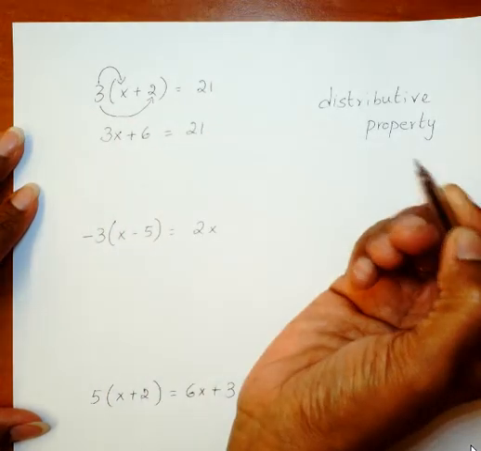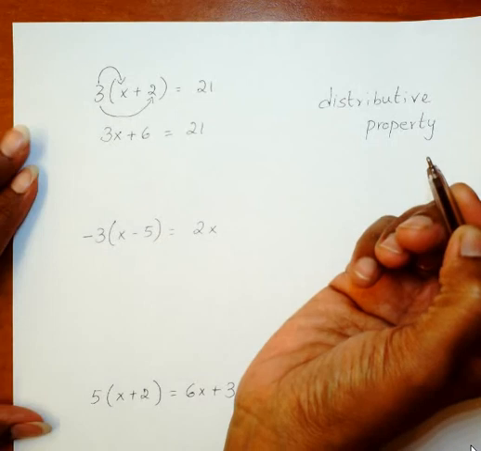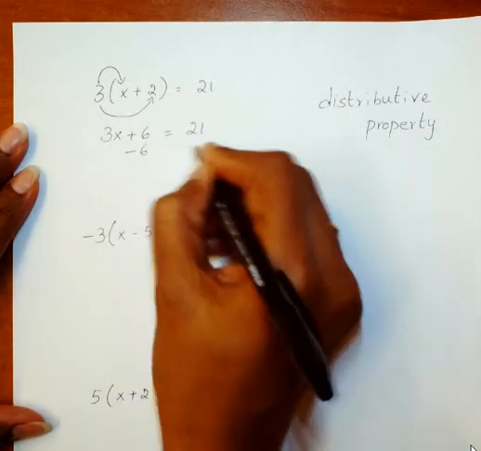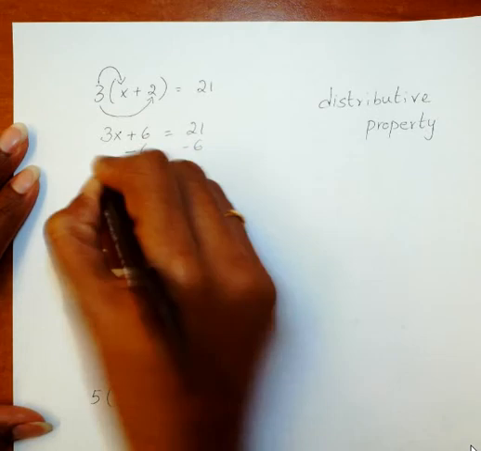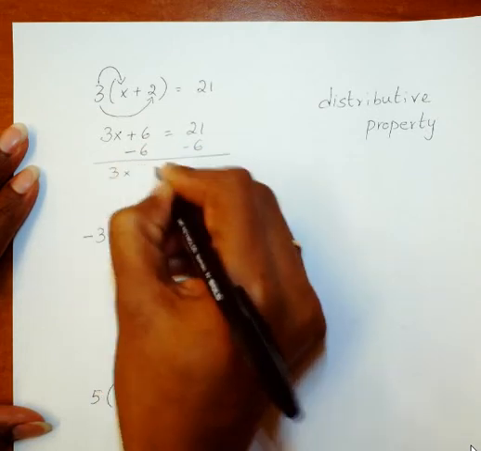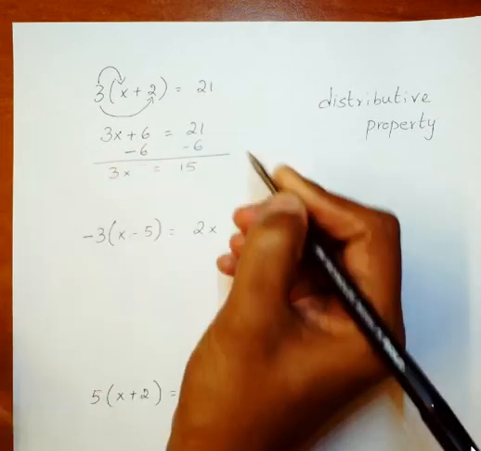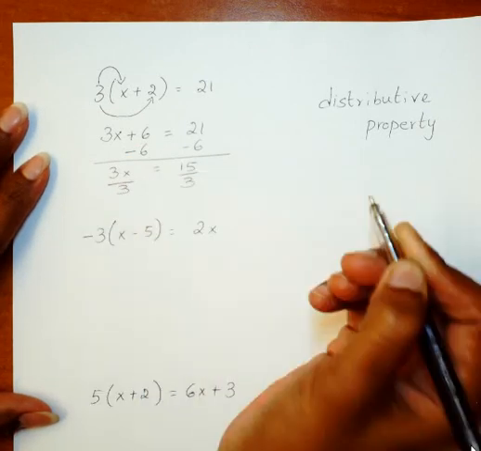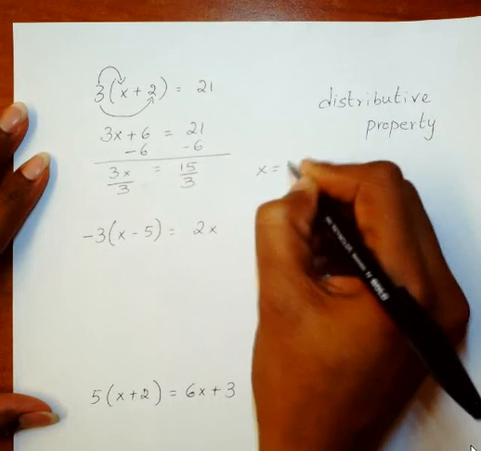Now it's a straightforward equation for you to solve, right? So we do the inverse operation of subtracting 6 on both sides, and we get 3x equal to 15, and we divide by 3, which is the inverse of multiplication, and we end up with x equals 5.